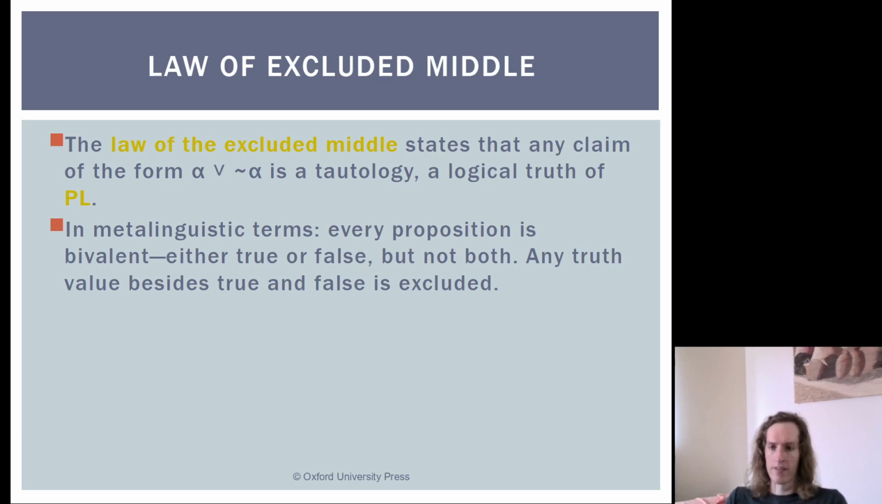One of the 4 laws of thought is the law of the excluded middle, which states that any claim of the form alpha or not alpha is a tautology. A tautology is something that's just true, always. So if I say alpha or not alpha, either alpha is true or not alpha is true. That's always going to be the case, that one of these two things is true. And that's just an expression of what we call the law of excluded middle, where you have one thing and its negation. I think I talked about this earlier on in the lectures toward the beginning.